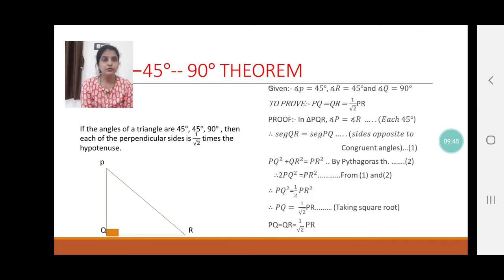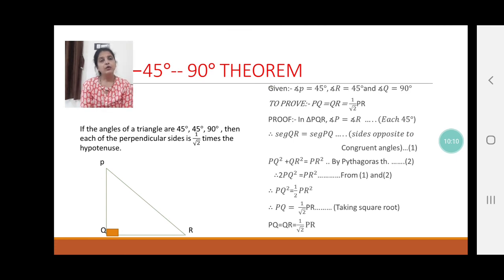Now the proof goes as such: in triangle PQR, angle P is equal to angle R. This is given to us. Now the base angles are equal. So from this, what do we conclude? We conclude that the sides opposite to them will be equal. So PQ will be equal to QR.